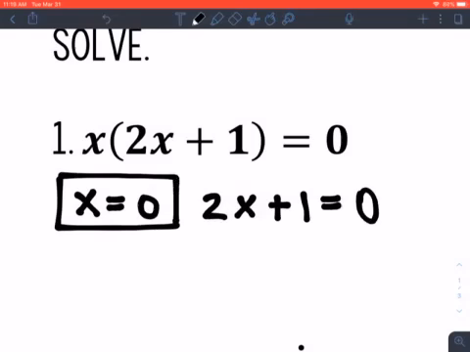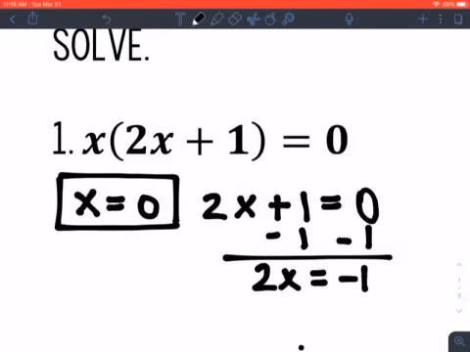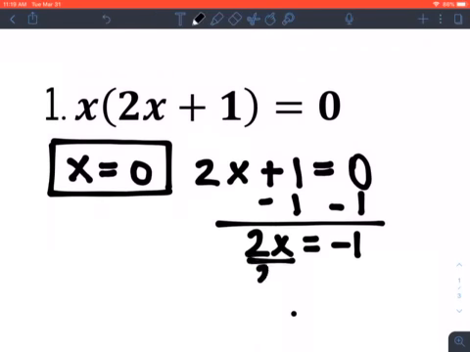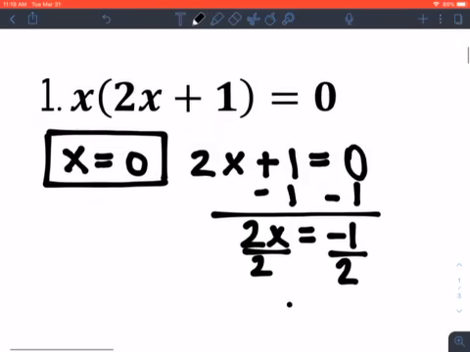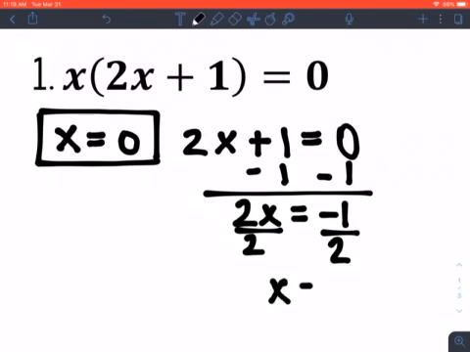Now, using our earlier skills of Algebra 1, I'm going to subtract 1 and then divide by 2. So my other answer is x is equal to -1/2.